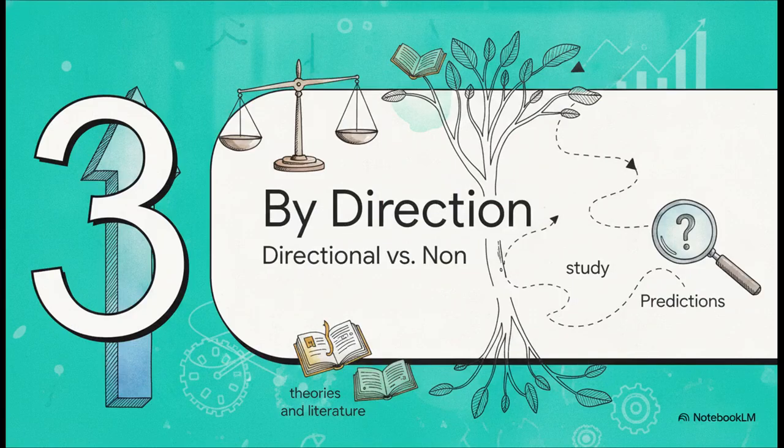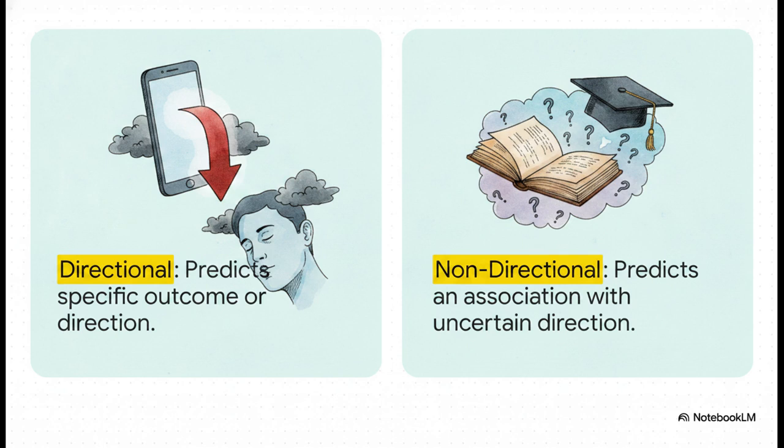Transitioning now to our third family, we look at hypotheses grouped by direction. Let's see how specific our predictions can be. A directional hypothesis doesn't just say two things are related, it confidently predicts exactly how they are related. It tells you if something will go up or go down, score higher or score lower. For example, predicting that increased screen time is associated with lower sleep quality. See what we did there? We are clearly pointing to a negative outcome. We are taking a firm stance.